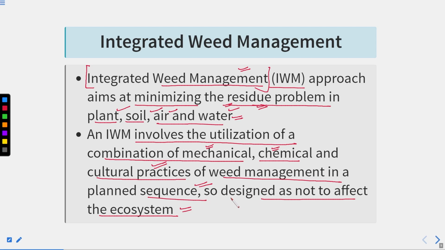So why are we following this integrated weed management system? So that there is no effect on our ecosystem, to protect our ecosystem. If we are only using the chemical method, then in some way or other it is going to affect our environment and our ecosystem. But if we are using IWM, the combination of different mechanical, chemical and cultural practices, then we not only have control over the weeds, but also we will not affect our ecosystem.